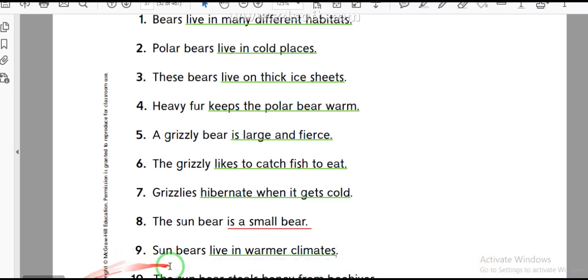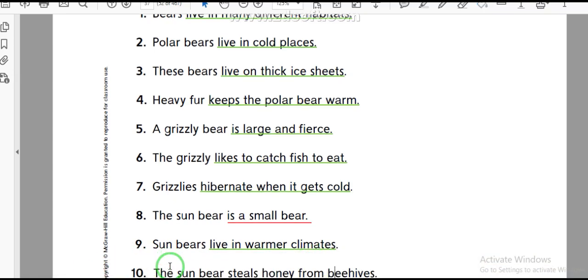Now number 10, the last one. The sun bear steals honey from beehives. What does the sun bear do? What does it do? Where's the action about what's happening with the sun bear? Bravo. Steals honey from beehives. He or it steals honey. Okay, it takes honey from the beehives. Okay.